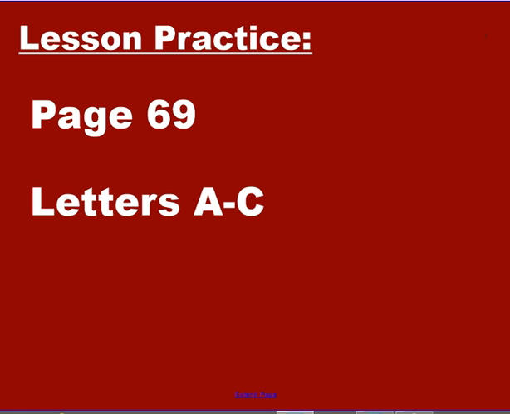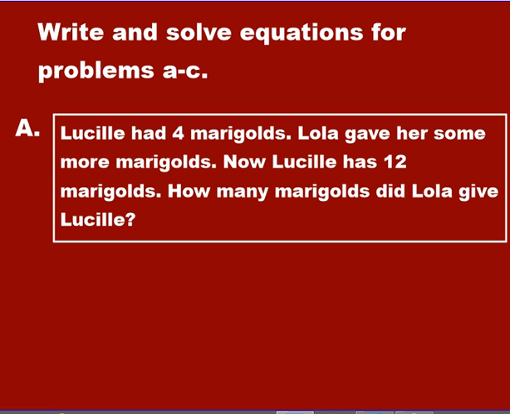We're going to look at our lesson practice now on page 69. And there are letters A through C. And I'm going to do one of them with you. The directions at the top say to write and solve equations. And remember, an equation is a problem that has an addition or subtraction sign and an equal sign. Okay? So problem A says Lucille had 4 marigolds. Lola gave her some more marigolds. Now Lucille has 12 marigolds. How many marigolds did Lola give Lucille?